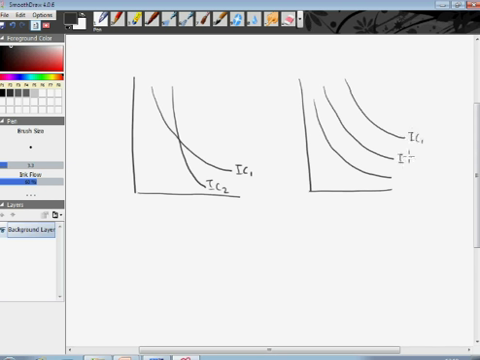Suppose this is IC1, this is IC2, this is IC3. One IC curve will not intersect the other IC curve like it's happening here. In the same way, if this is IC1, the other IC curve will not be tangent to IC1. Again, it will be like this only.